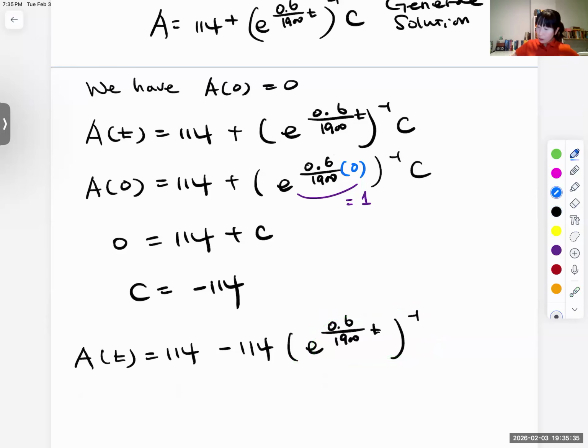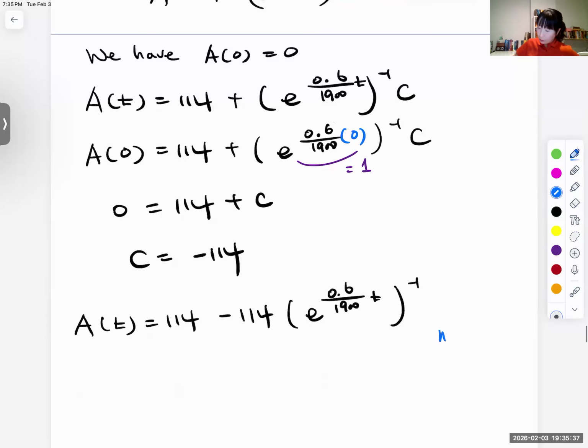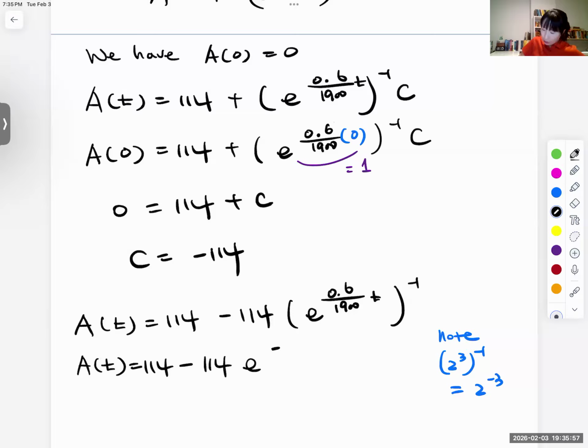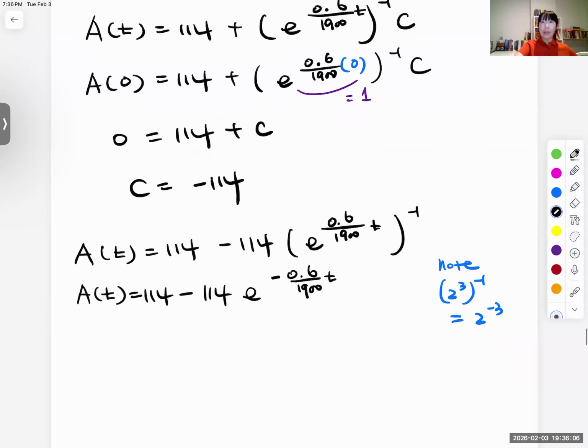Okay, so let's rearrange this one a little bit. So look, note: if we have 2 to the third power -1, there is a 2 to the -3, right? We can give the negative sign to the power. So I can arrange it as 114 minus 114 e to the -0.6 over 1900t. Make sense? All right.